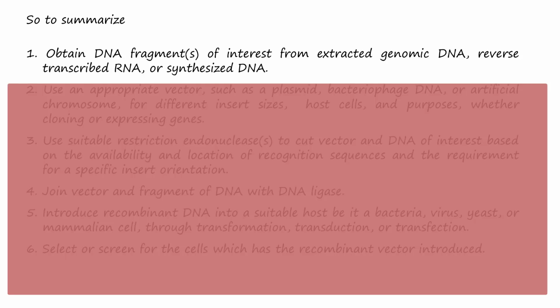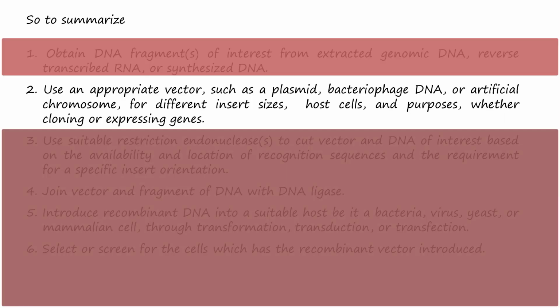So to summarize, recombinant DNA technology to clone DNA or express genes involves, first, obtaining DNA fragments of interest from extracted genomic DNA, reverse transcribed RNA, or synthesized DNA. Second, using an appropriate vector such as plasmid, bacteriophage DNA, or artificial chromosomes for different insert sizes, host cells, and purposes, whether cloning or expressing genes.